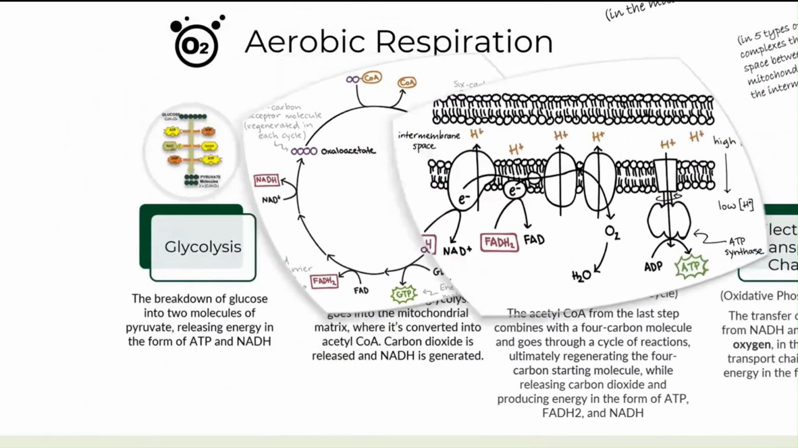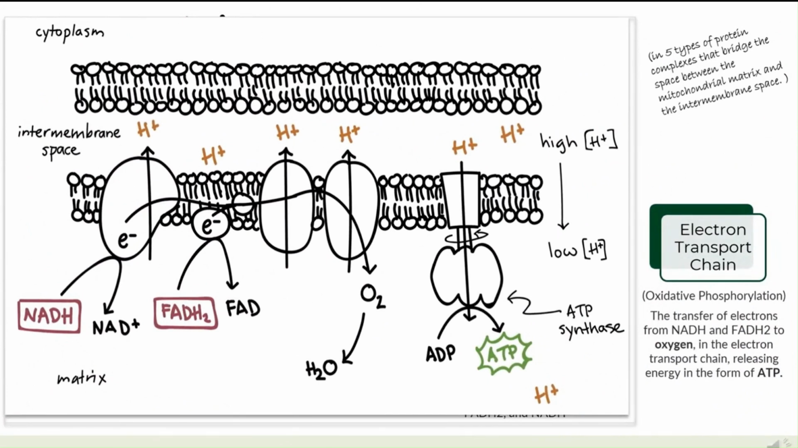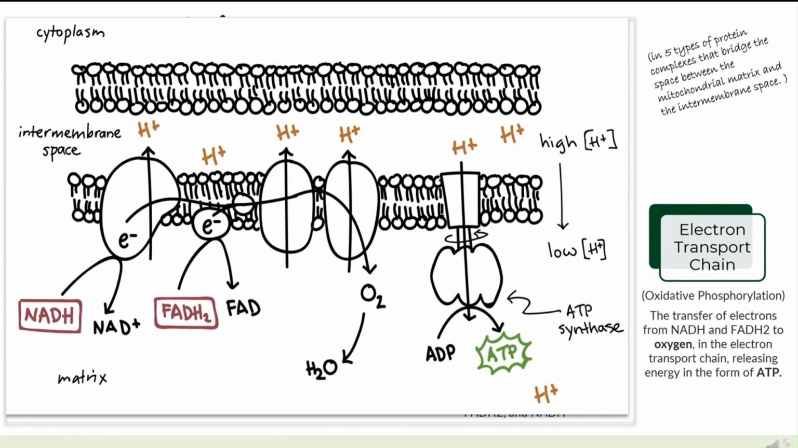Lastly, we have the electron transport chain. Through a process called oxidative phosphorylation, the NADH and FADH2 made in the other steps deposit their electrons in the electron transport chain, turning these back into their empty forms of NAD+ and FAD, respectively. As electrons move down the electron transport chain, energy is released, and that energy is then used to pump protons out of the mitochondrial matrix, forming a proton gradient.